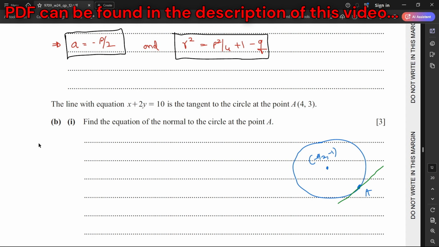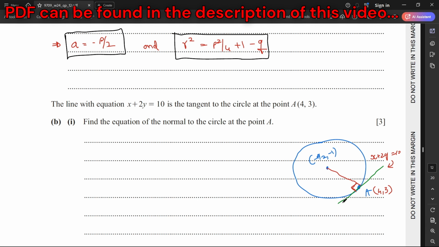So basically, we are asked to find the equation that is normal or perpendicular to this tangent at point A for this circle. For this, the first thing I'll need to find is the gradient of this line, because the coordinates of A are given to me as (4, 3), and even the equation of the line is given to me as x + 2y = 10.